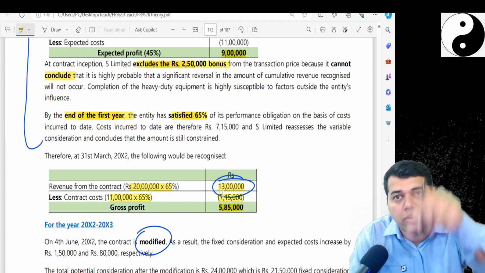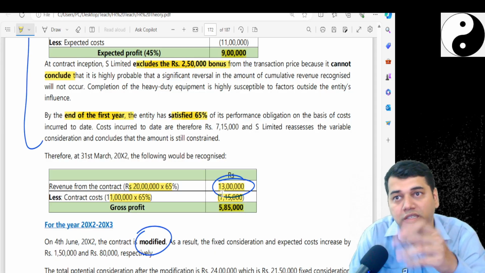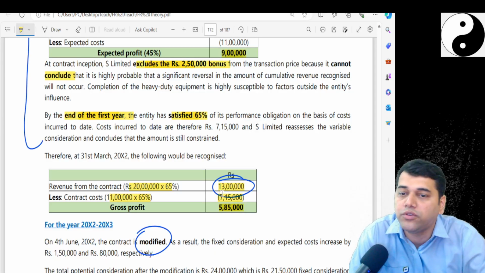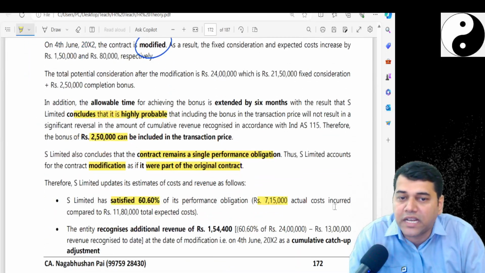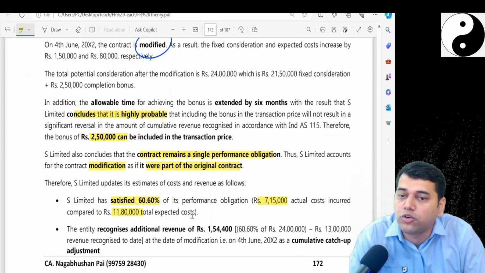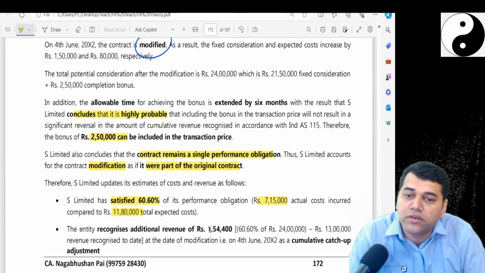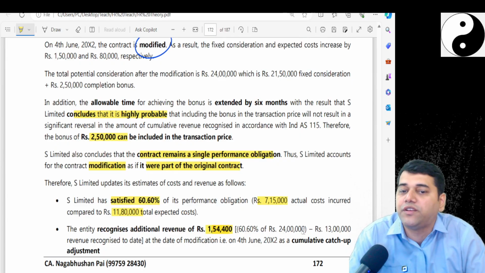In that 5-year contract clause, they told you the actual cost. In this question, they didn't tell you. So if they didn't tell you, you will take your expected cost into 65%. This is an assumption. So 7 lakh 15 actual cost incurred compared to 11 lakh 80 total expected cost. The entity recognizes additional cumulative 1 lakh 54,000 revenue.